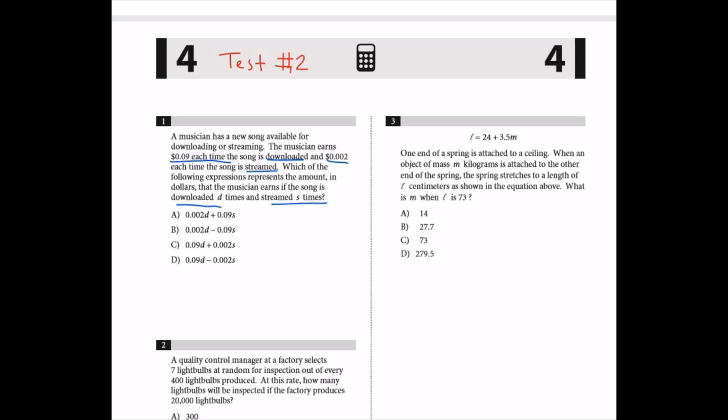So the rate of download is $0.09, plus the slope or the rate of streaming, which is $0.002. If the two of them are added, it gives you the total function, which will be option C.